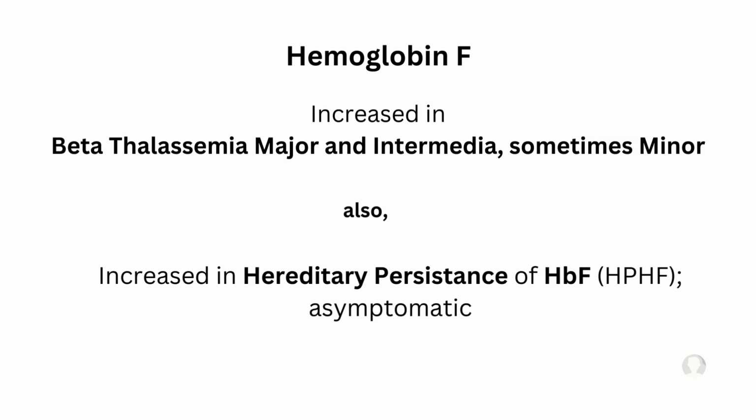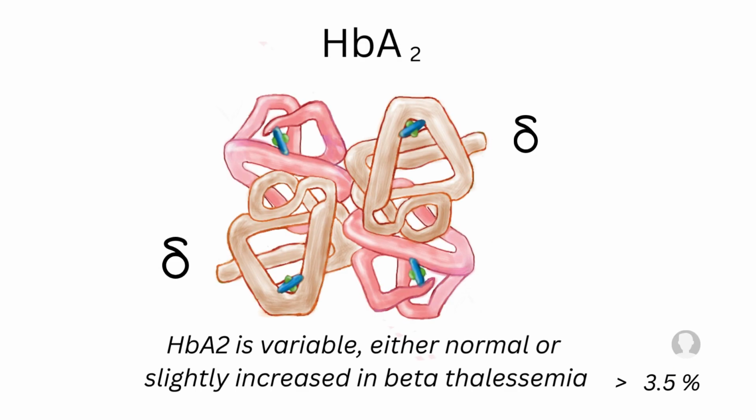Just a side note about hemoglobin F, we know that it's increased in beta thalassemia major, intermediate, and sometimes minor. But did you know it's also increased in hereditary persistence of hemoglobin F, in which the patients are asymptomatic? Hemoglobin A2 is variable in beta thalassemia, either normal or slightly increased.